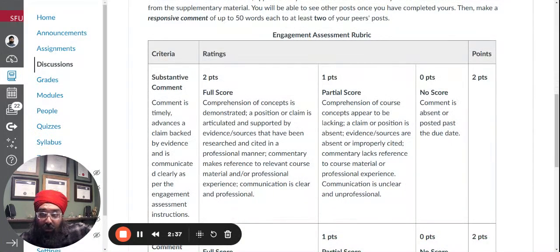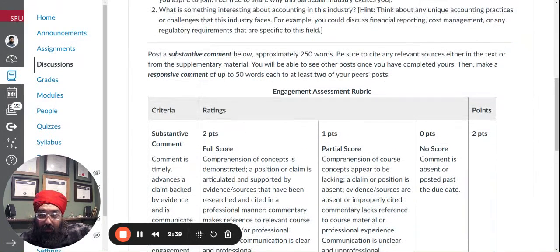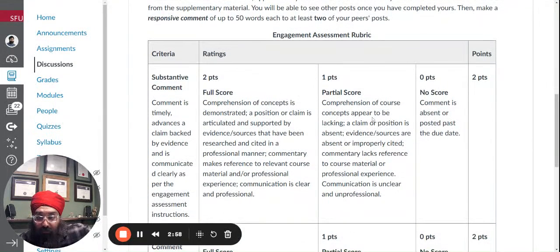Now, this is how all your discussion would be graded. Basically, you have a response to the prompt, which is about 250 words. Again, not too picky, right? If you get up to 200 words, that could be good enough. But try not to go too far over or too far under. And then that's the first half of your mark out of four, right?